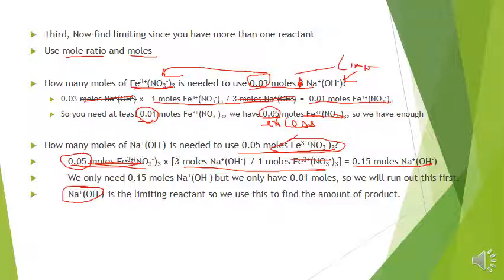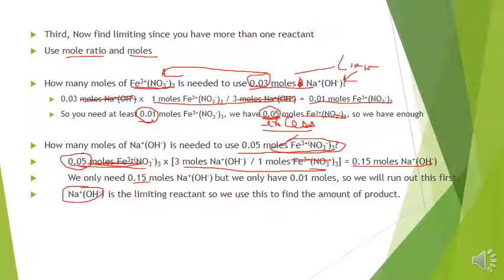In the first case, we found out if I have a certain amount of sodium hydroxide, how many iron nitrates it has, okay? And I find out I have more than enough. I need 0.01 and I have 0.05, all right? So that's one way to find out the limiting. So I find out the excess, okay? Or you can check it this way. If you have 0.05 moles of iron nitrate, how many moles of sodium hydroxide, and I find I need 0.15 moles, which is not enough to use all the 0.05. So this gives me the limiting.